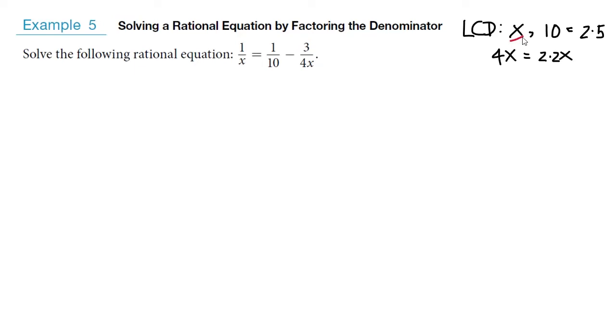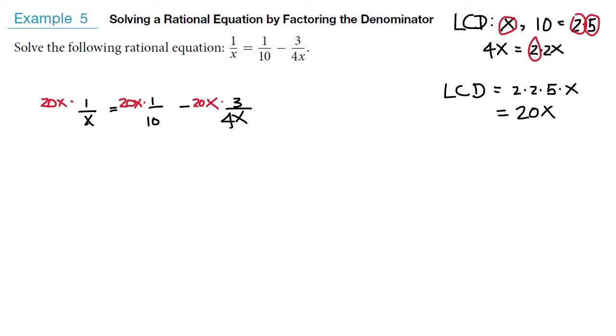So I would need the factor x, I would need the factors 2 and the factors 5, and I've got 2 2's here, so I would also need this factor as well. So that means the least common denominator is going to be 2 times 2 times 5 times x, or 20x.